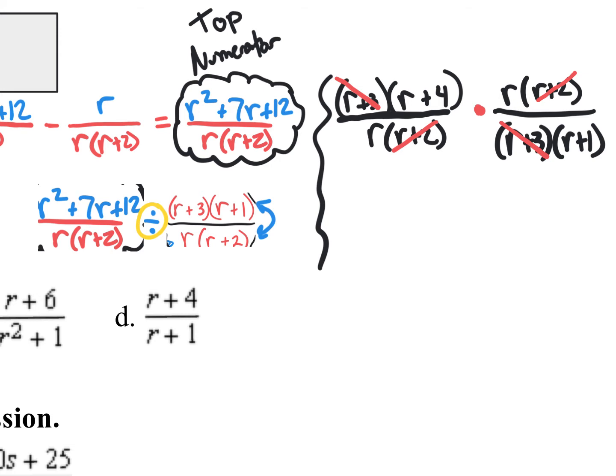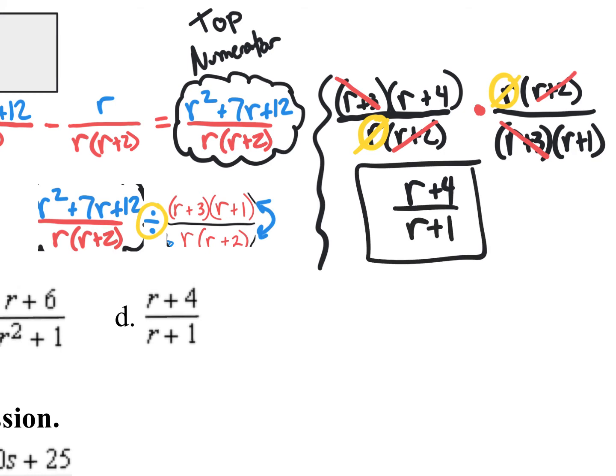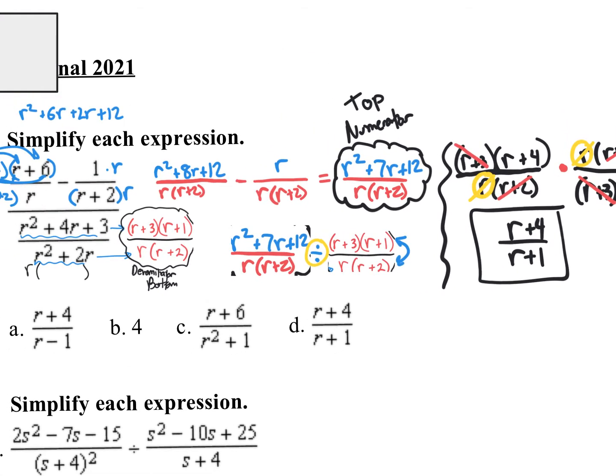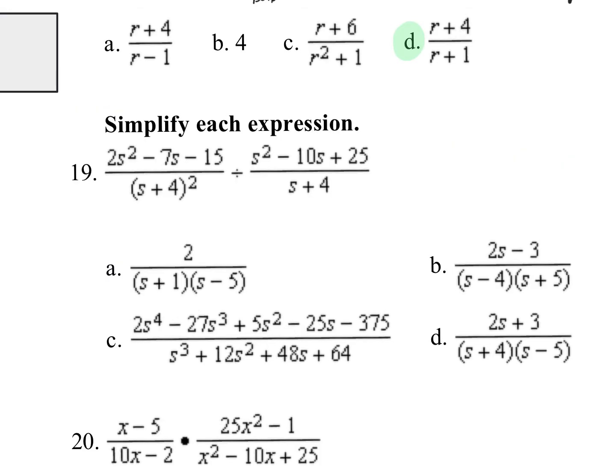And we also have, I almost said that we were done, but we're not. We have an r right here and an r right there. Those guys cancel out. What is left? We have the answer r plus 4 over r plus 1. That is your answer. Let's take a look at the multiple choice options, and I could see it right here. Option D. Jump into number 19.